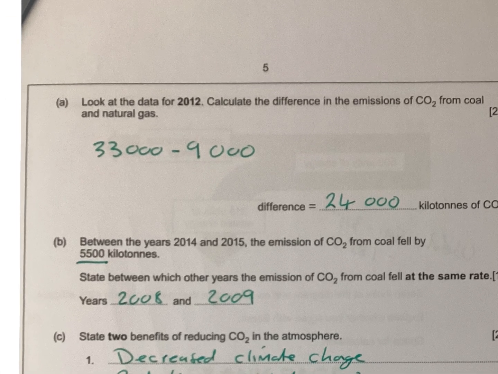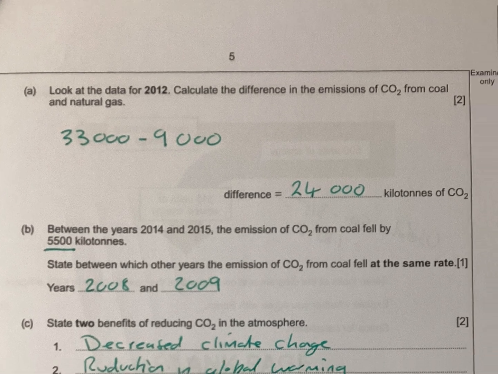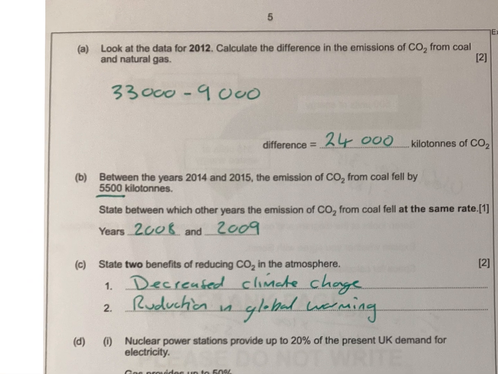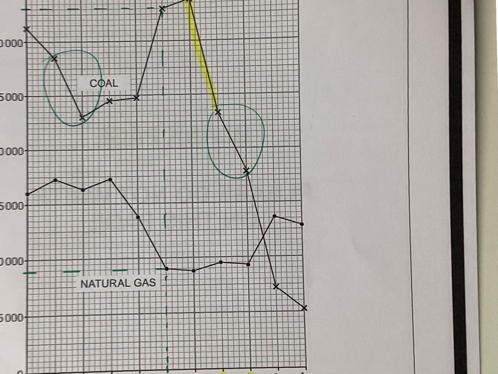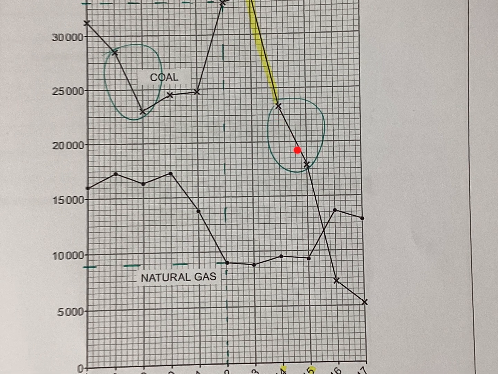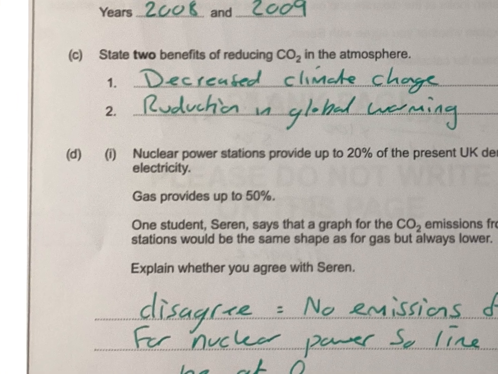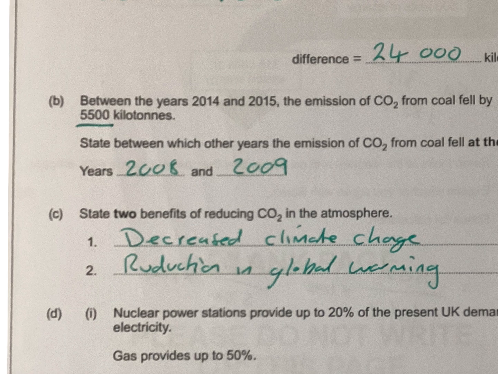So it's going to be 33,000 minus the 9,000, which gives you 24,000. Then it says between 2014 and 2015 it fell by that much, and we're looking for another time that it fell by that much. Ignore the highlight in there. It's this area here between the years they've given us. You could actually get your ruler and look for the correct gradient. It's exactly the same gradient for exactly the same stretch, so that's going to be the answer there, 2008 and 2009.